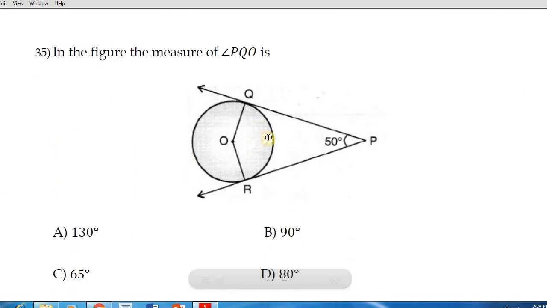In the figure, the measure of angle PQO. Where is PQO? PQO. And in the figure angle P measurement is given as 50 degrees. So without giving this angle also we can easily find PQO, children, because PQ is a tangent. So a tangent makes a 90 degree angle at the point of contact with the radius. Means angle PQO is 90 degrees. Option B is correct.